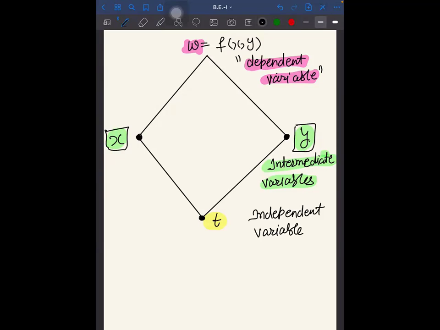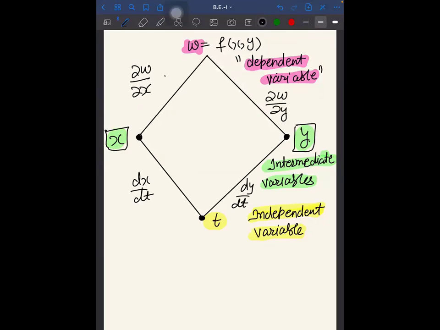Okay. So let me make it more clear. This is your independent variable. Now mark the things: when you come from W to X, you'll write it as curly W upon curly X. Similarly, W to Y, curly W upon curly Y. X to T, dx upon dt. Y to T, dy by dt.